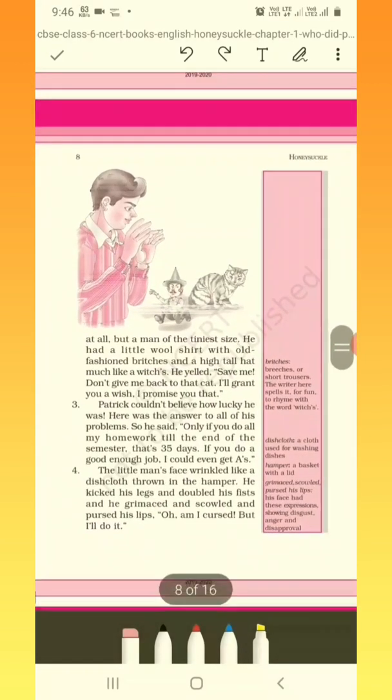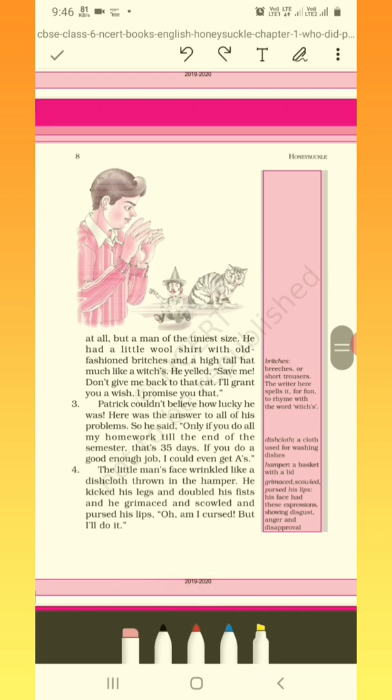It wasn't a doll at all, but a man of the tiniest size. He had a little wool shirt with old-fashioned breeches and a high tall hat, much like a witch's. He yelled, "Save me! Don't give me back to that cat. I'll grant you a wish. I promise you that."